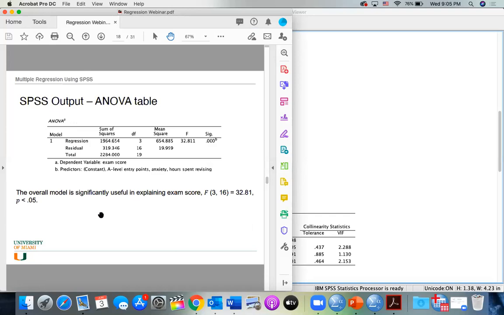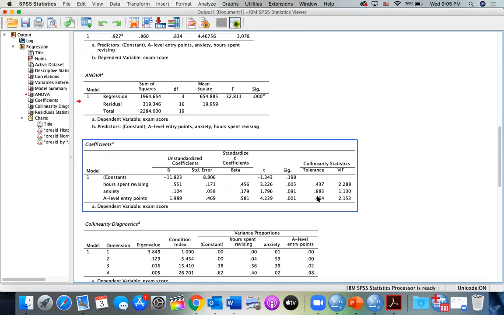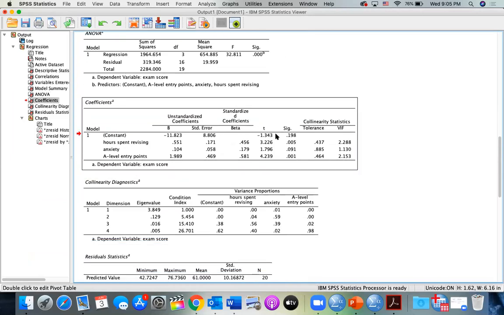So again, the ANOVA table just gives us an idea about whether the overall model explains the variation in the dependent variable significantly or not. Okay, so let's move to the coefficients table. It's my favorite table. So we want to know 3 things from the coefficients table.